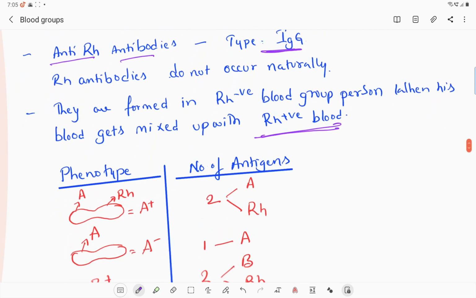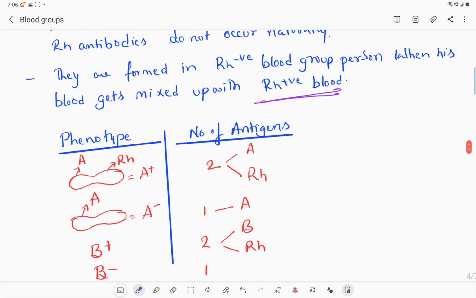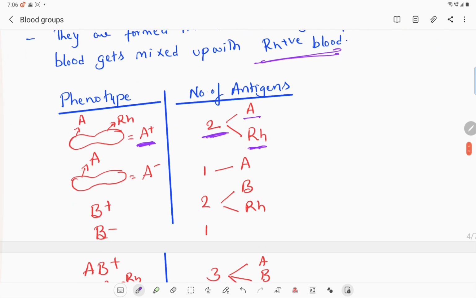Now let us see, based upon the presence of Rh antigen, how many antigens are present in a blood group. For example, if the RBC contains both antigen A and Rh antigen on its surface, we call that A positive. So two antigens are present in an A positive blood group person, antigen A and Rh antigen. Similarly, if the phenotype contains only antigen A and the Rh antigen is absent, we call this A negative.